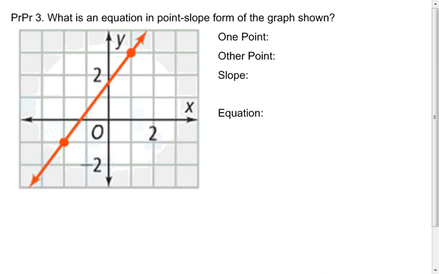Okay, this is the same type of problem we just did. This one's got a graph, so you have to tell me what the points are first. So figure out what the 2 points are here and here. Calculate the slope, and then write an equation. Make sure it's in point-slope form.